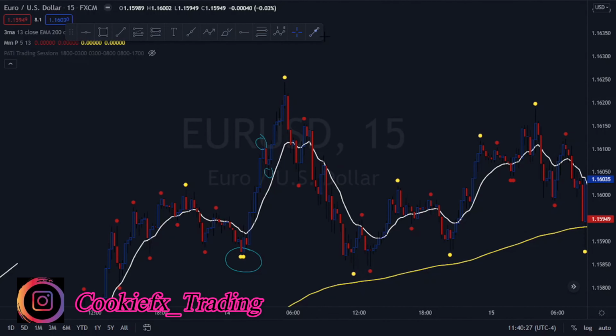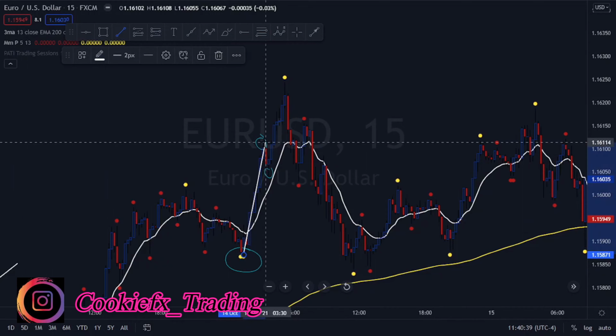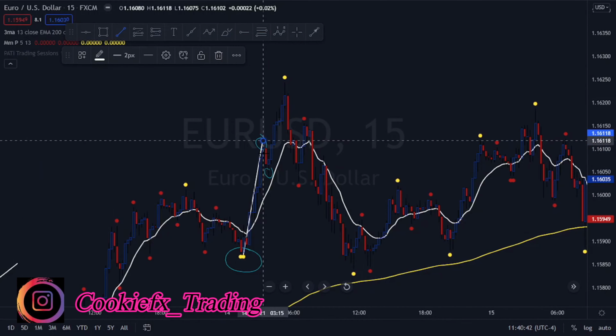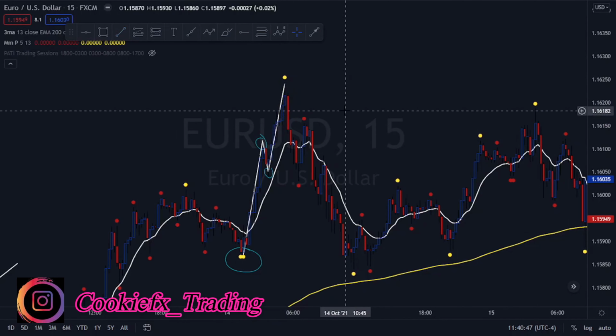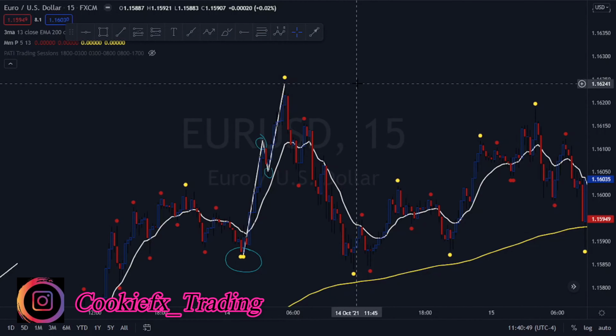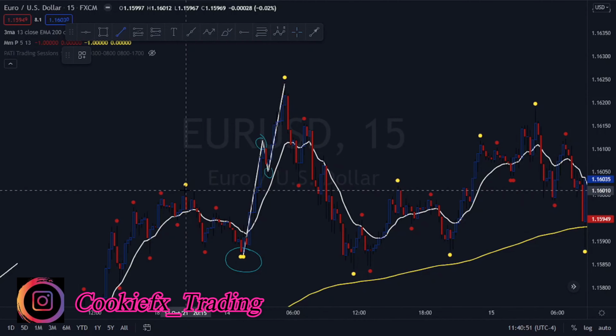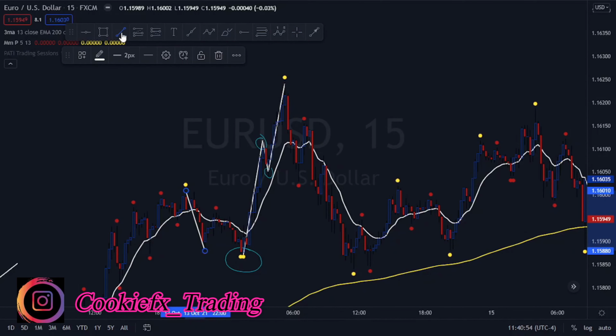As I said, the 200 EMA is indicating that we're on an uptrend. So what do we have right here? Here we have higher lows creating higher highs. Higher lows, higher highs, okay? You can see that even here, higher highs, higher lows, higher highs, and then it just connects.